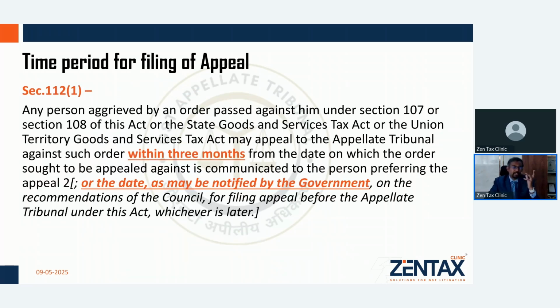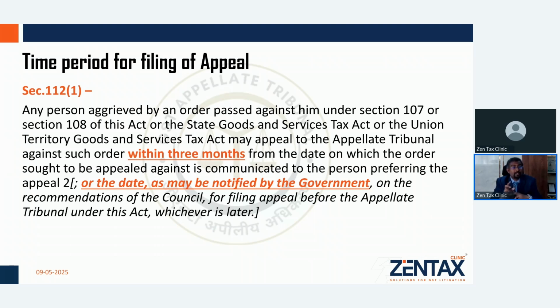So what is the time period within which I need to file an appeal? This time period is provided for in Section 112 of the CGST Act. Section 112, which is the provision providing for the filing of an appeal before the GST Appellate Tribunal, goes to say: any person aggrieved by an order passed against him under Section 107 or 108 of the CGST Act or the SGST Act or the UT-GST Act may appeal to the Appellate Tribunal against such order within 3 months from the date on which the order to be appealed against is communicated to the person. So I got an order, say for example, on the 1st of January 2025, 3 months, I need to apply within 31st of March 2025. But today the GST Tribunal is not even in force.